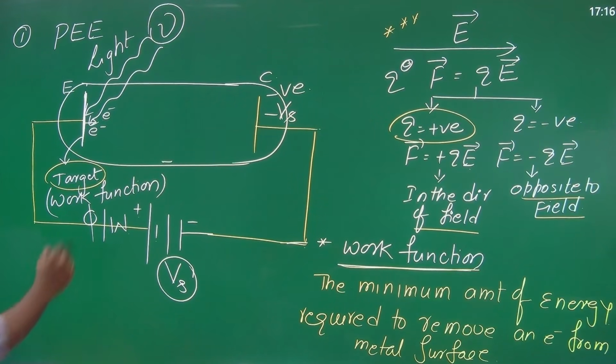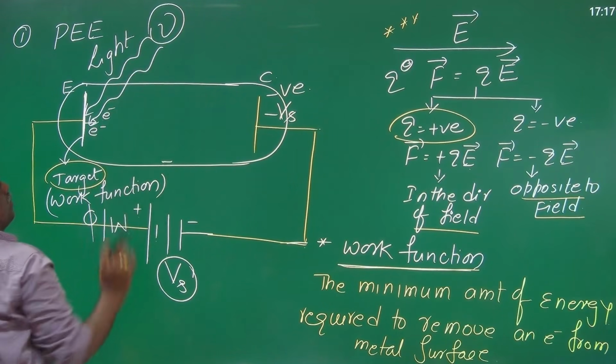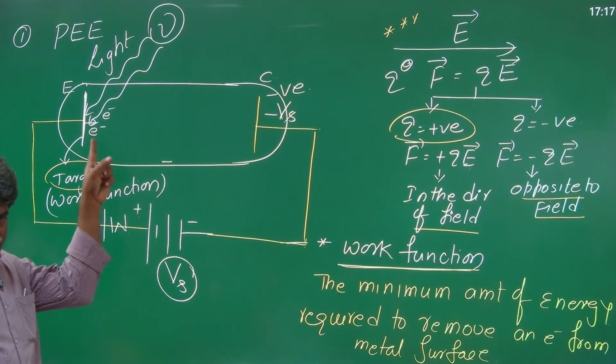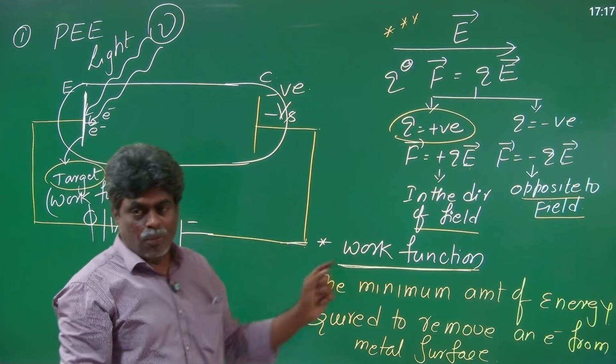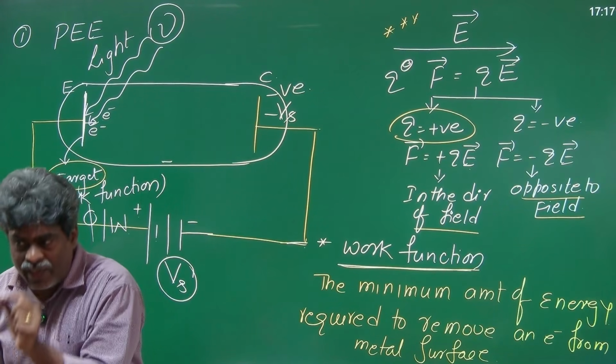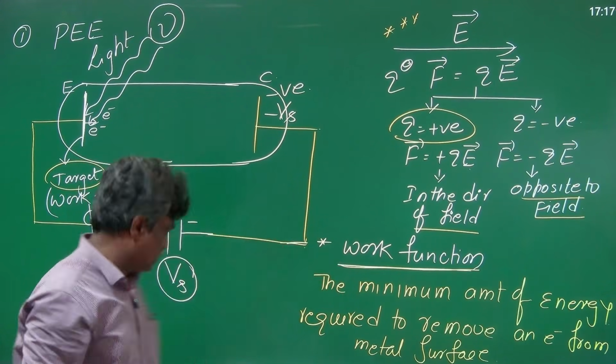Right. So whenever you are sending light, it must have some minimum amount of energy. That minimum amount of energy will be decided by the target, and that property is called work function. The minimum amount of energy required to remove the electron from the metal surface.